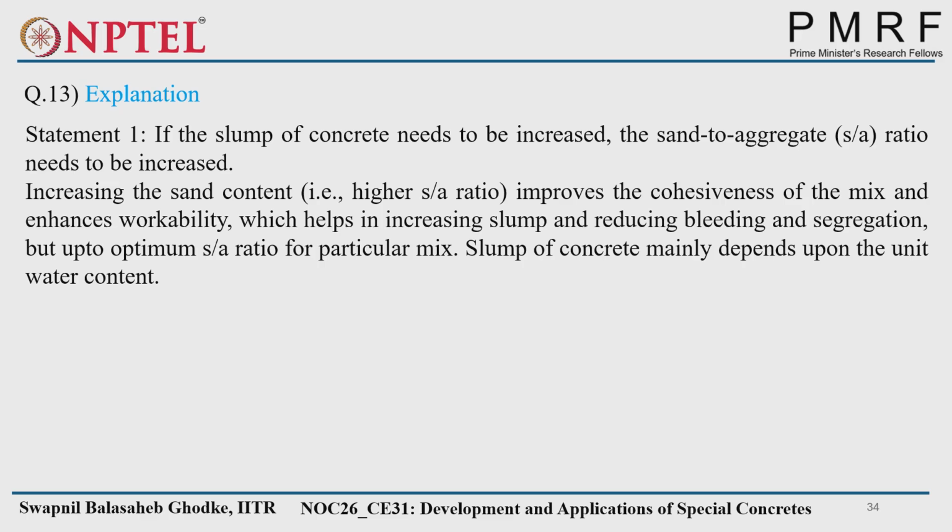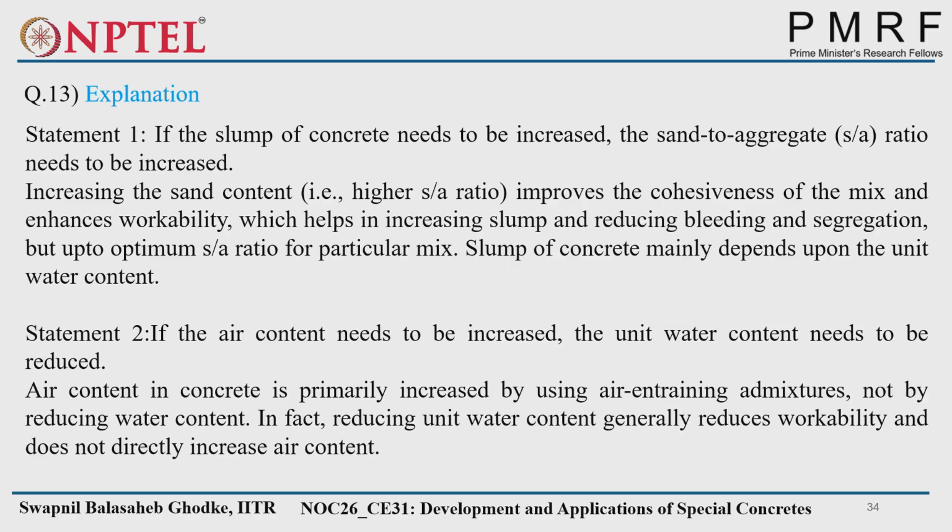But what happens? Increasing the sand content means a higher S by A ratio. Sand is higher, aggregate content is low. It improves the cohesiveness of the mix and enhances the workability. As I said, lubrication increases due to the increased thickness surrounding the aggregate, which helps increase the slump, reducing bleeding and segregation. But this happens up to the optimum sand to aggregate ratio. It's not a generally valid sentence because slump of the concrete mainly depends upon the unit water content, not directly on the S by A ratio. Because with S by A, aggregate shape, size, texture will be different.